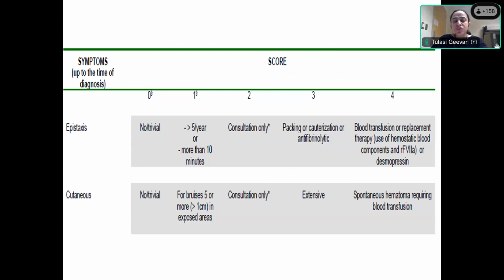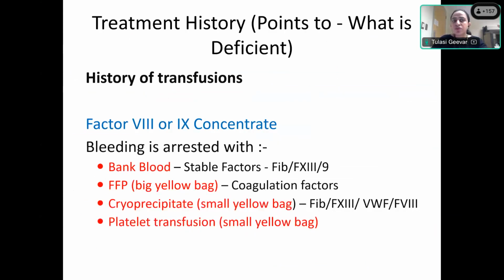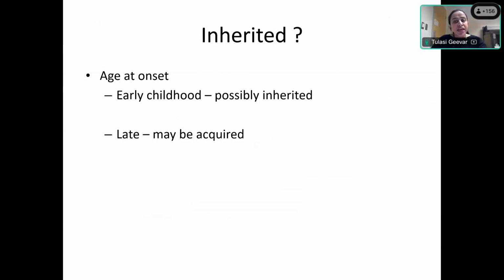And also from history, you can get information about the type of transfusions received, whether the patient has received factor 8 or 9, or whether the bleeding manifestation has reduced with the use of blood or FFP or cryo or platelets. All these will be clues to try to identify the type of bleeding disorder, and also whether it is inherited or acquired.